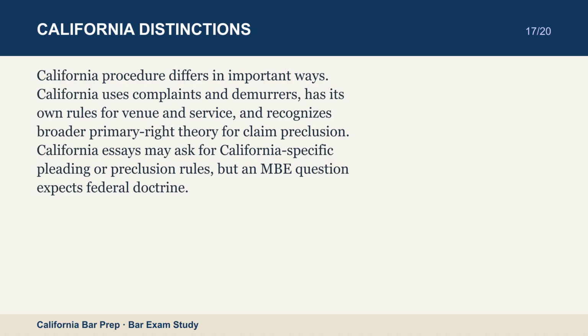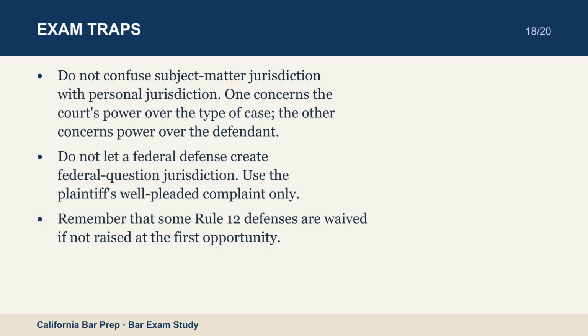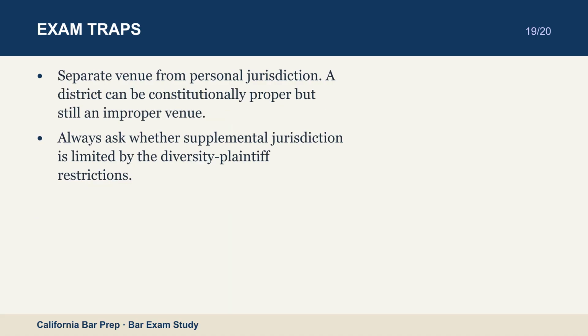Do not confuse subject matter jurisdiction with personal jurisdiction. One concerns the court's power over the type of case, the other concerns power over the defendant. Do not let a federal defense create federal question jurisdiction. Use the plaintiff's well-pleaded complaint only. Remember that some Rule 12 defenses are waived if not raised at the first opportunity. Separate venue from personal jurisdiction. A district can be constitutionally proper, but still an improper venue. Always ask whether supplemental jurisdiction is limited by the diversity plaintiff restrictions.